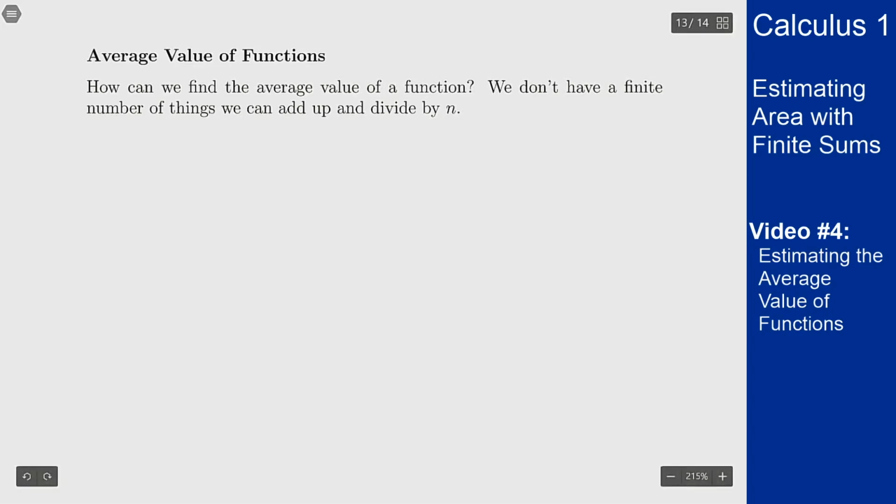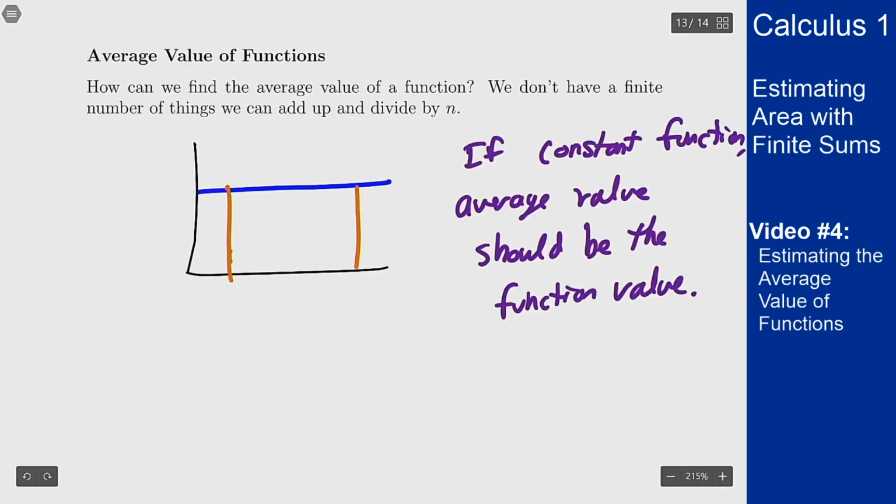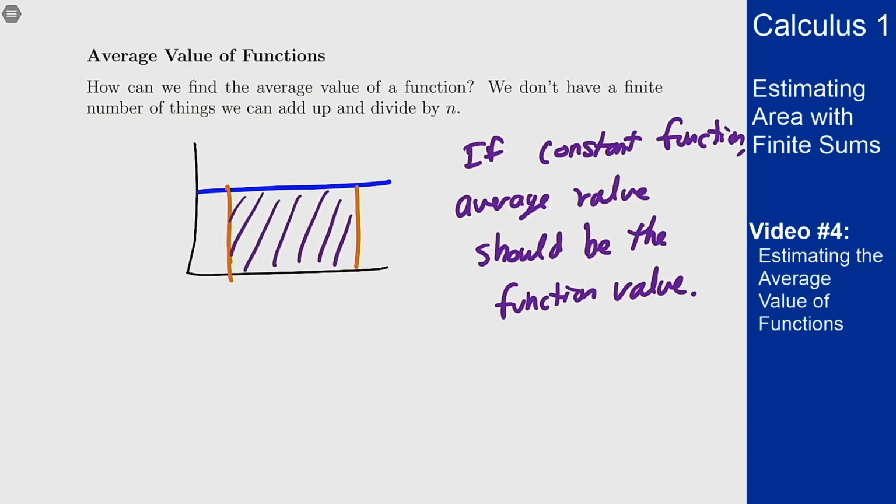Well, if the function's constant, that's easy, right? For a constant function, the average value should just be the value of the function. And this fits our model of taking the area under this graph and dividing it by the length of this interval. If this interval has length 5, the area here will be f of x, whatever the function value is, times 5. And if I divide then by the length of the interval, I'll get rid of the 5 and be down to just the function value.